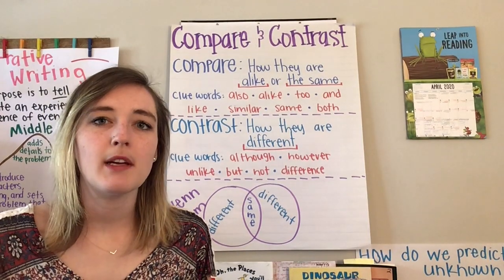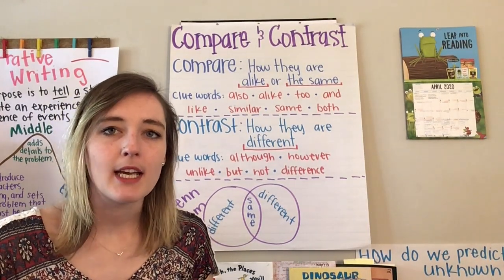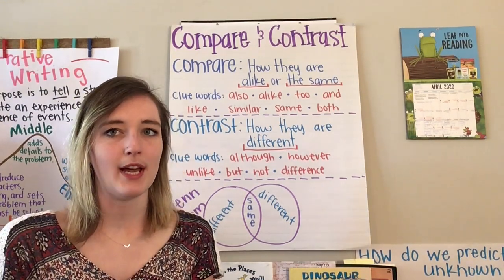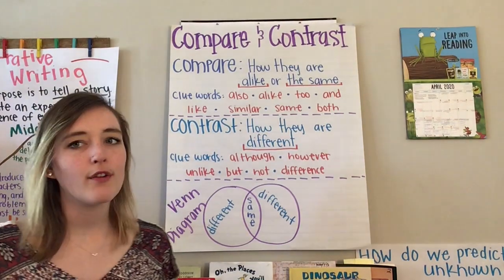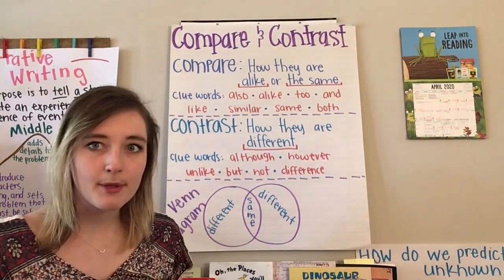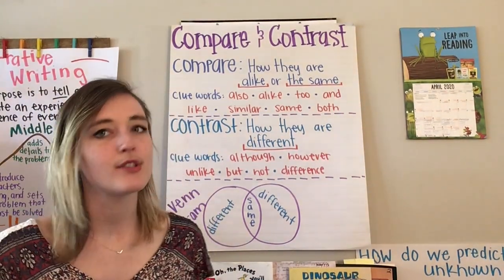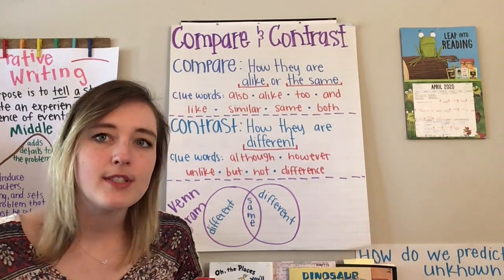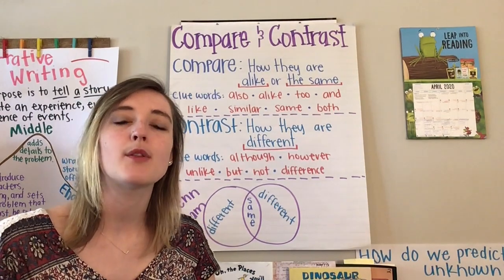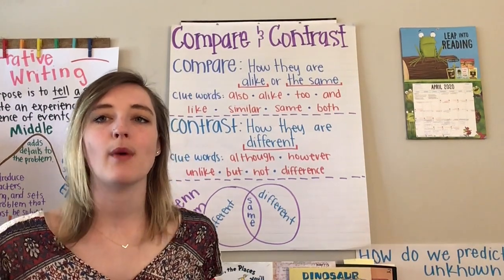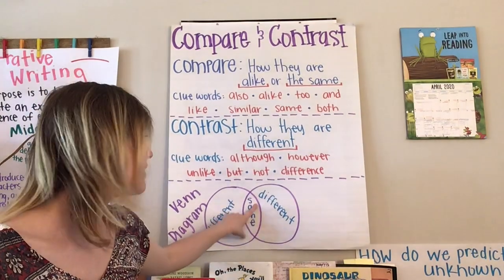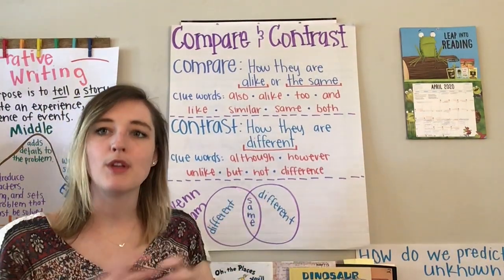Alright, so I think this one's going to be a refresher for everybody, but we're going to talk about compare and contrast. There are two different things that we do. For compare, we look at how things are alike or similar. We have some clue words like also, alike, too, and, similar, same, and both. When we see the word compare, we're looking at how they are similar. Usually in our Venn diagram, the compare goes in the middle, meaning what do both sides have in common.